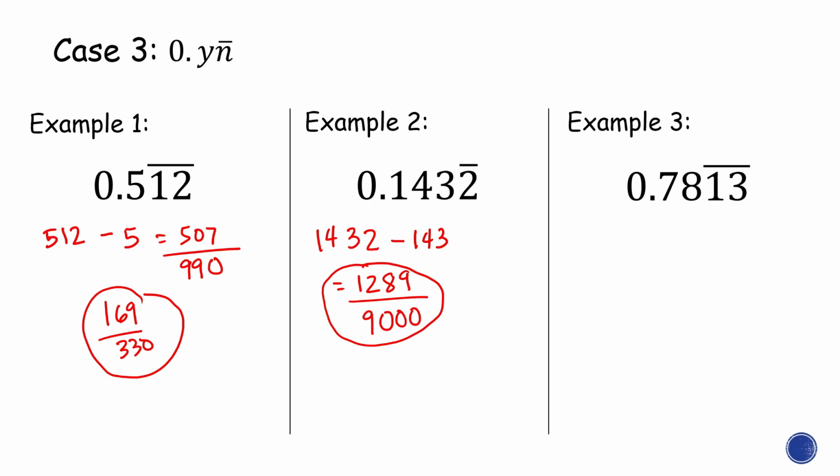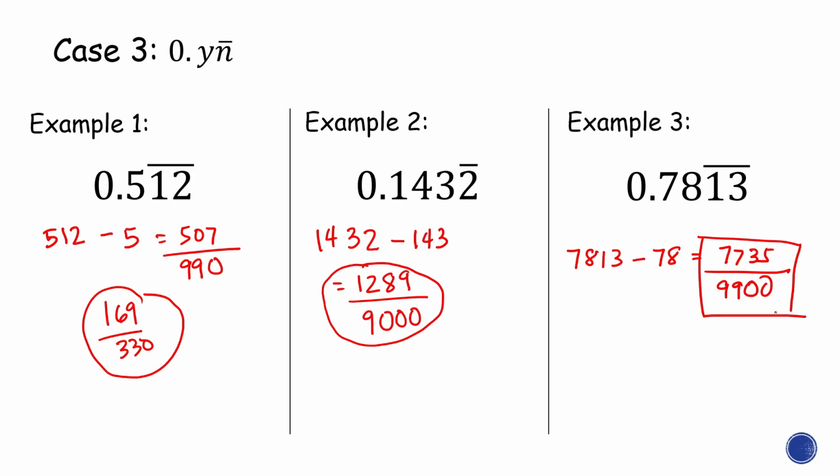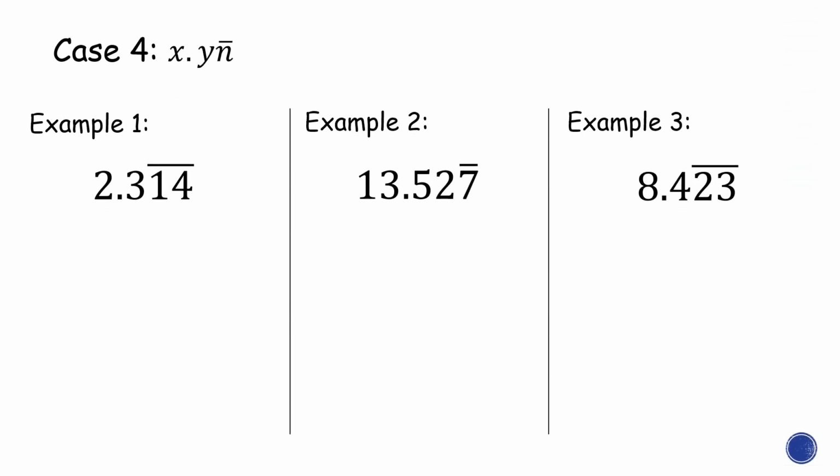For my last example here, we have 7813 minus the non-repeating digits 78, and that would be 7735. The repeating digits are 2, so 99. The non-repeating digits are 2, so 0, 0. And I believe this is the final answer. Alright, let's go to the last case, case number 4.